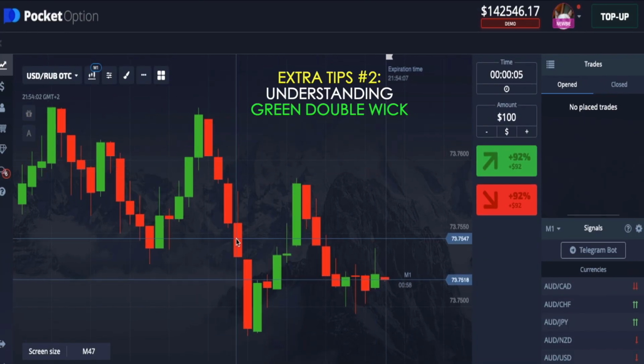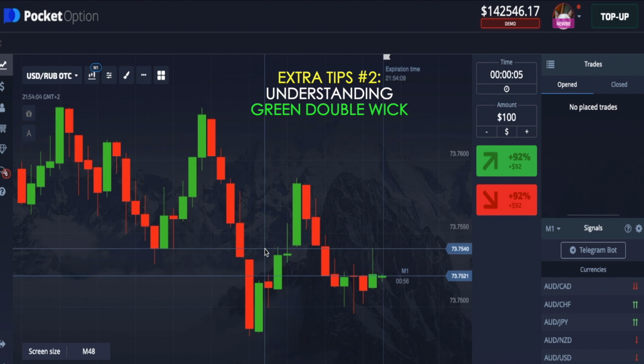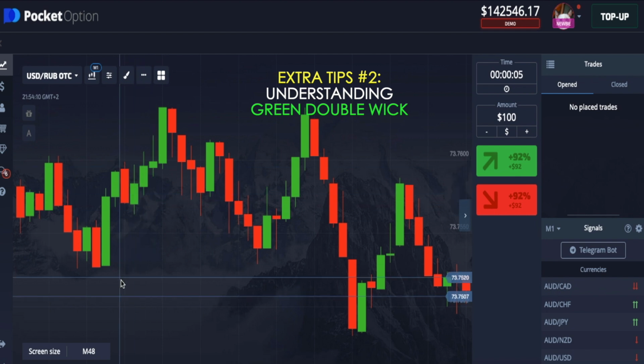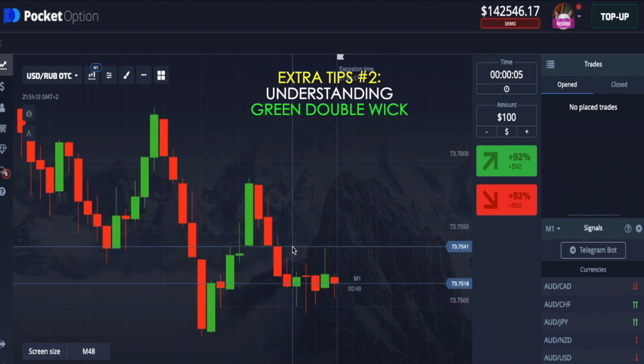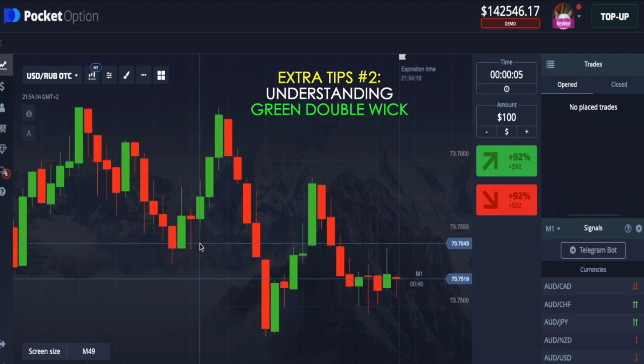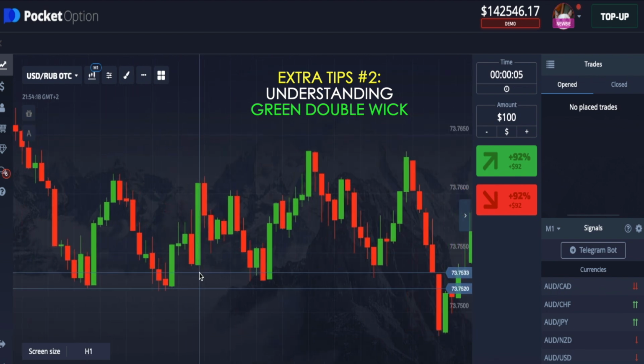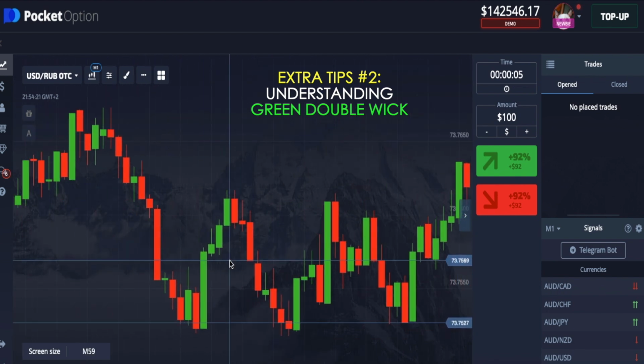Okay, many people are asking, what double wick green are you talking about? This is a double wick candle. Obviously, candles that have double wicks on them. The setup that we're talking about, let's see if we can find one.